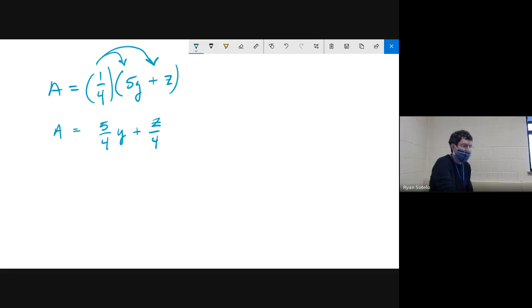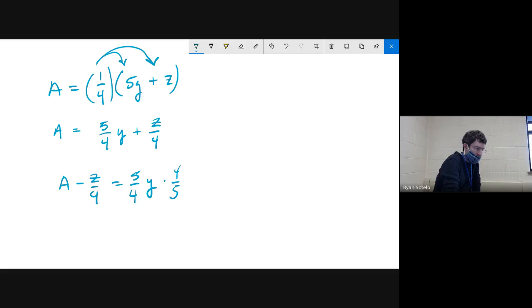To solve for y, I've got 2 other variables here, but to solve for y just means getting it by itself on its own side of the equation. So I can just move this term over by subtracting it. And then I will multiply by the reciprocal to get this off of this side. But I have to do the same over here.